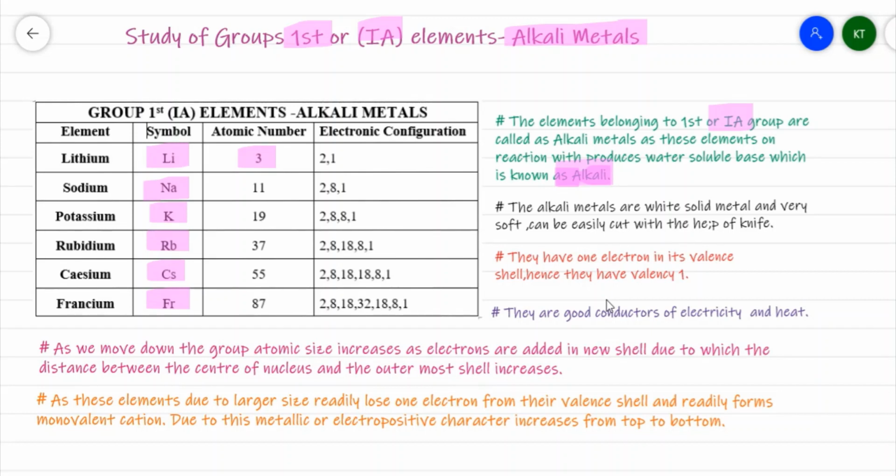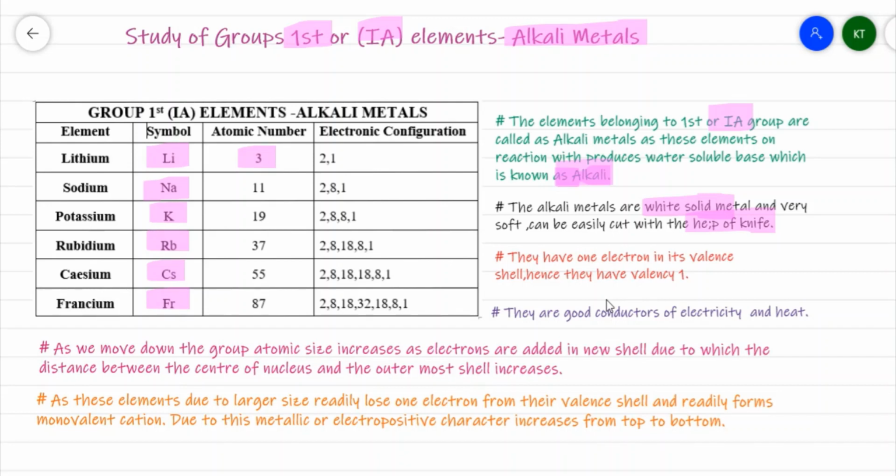Now, these metals are generally white solids. They are soft, so you can easily cut them with the help of a knife. These elements which are present as alkali metals are white and very soft. You can cut them with the help of a knife.